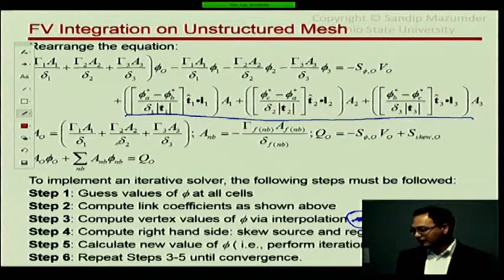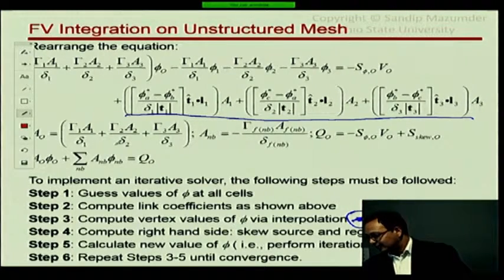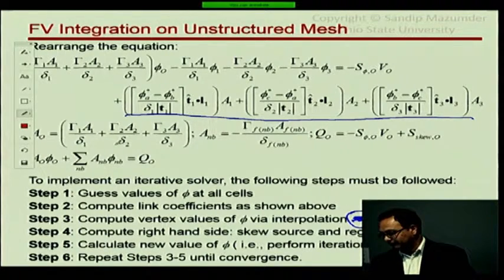So this should be a self-standing modular entity. And then you calculate your skew sources, and then you do your iteration, whatever method you choose, Gauss-Seidel or CG or any of the unstructured solvers, and then you repeat the process until convergence.